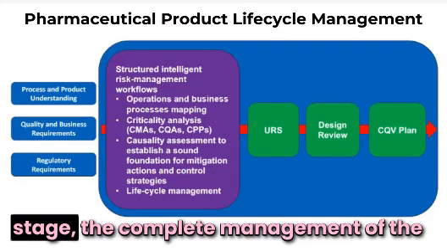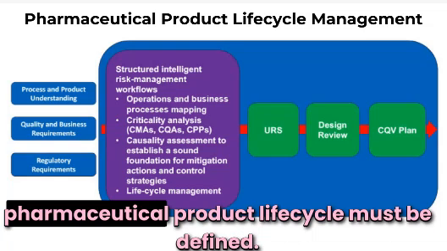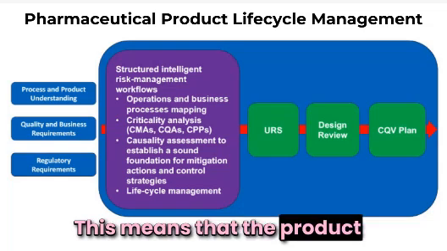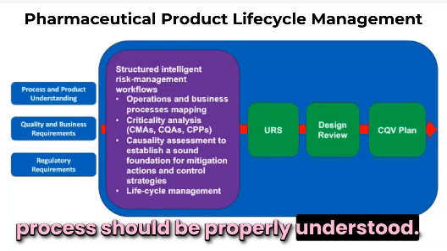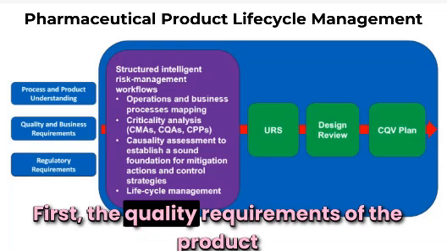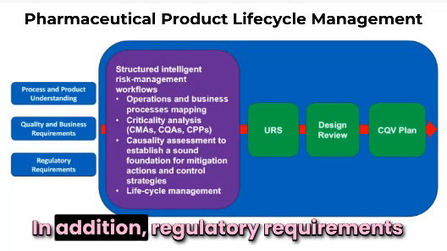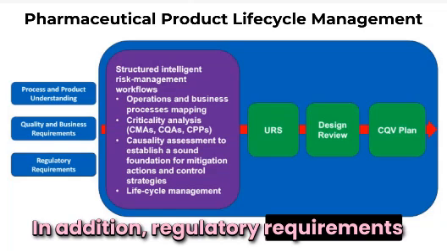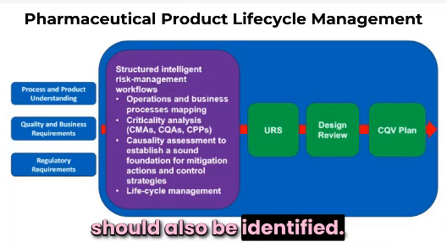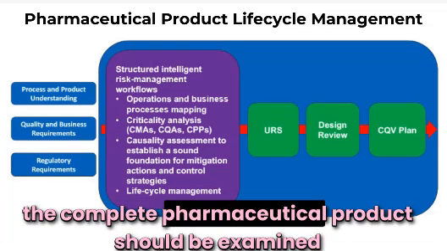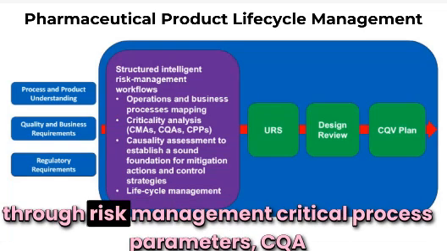In the second stage, the complete management of the pharmaceutical product lifecycle must be defined. This means that the product process should be properly understood. First, the quality requirements of the product and the business must be recognized. In addition, regulatory requirements should also be identified. After these stages, the process of preparing the complete pharmaceutical product should be examined through risk management.